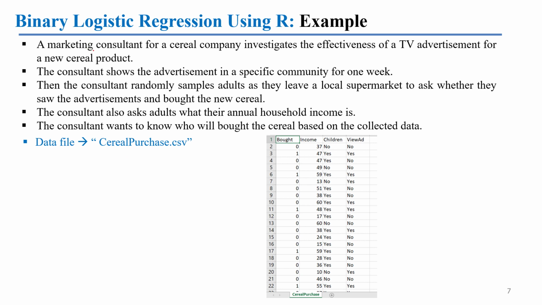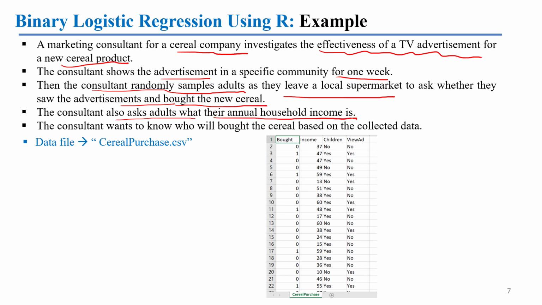The example is a marketing consultant for a cereal company. He is investigating the effectiveness of a TV advertisement for a new cereal product. The consultant shows that advertisement in a specific community for 1 week, and then randomly samples adults as they leave the local supermarket, asking whether they saw the advertisement and bought the new cereal or not. The consultant also asked the adults what their annual household income is.